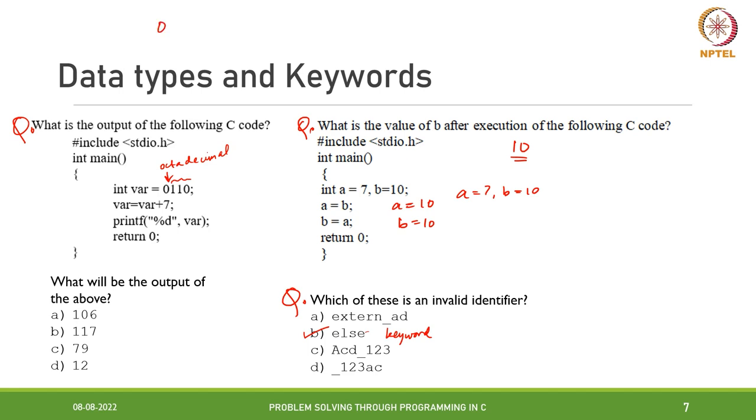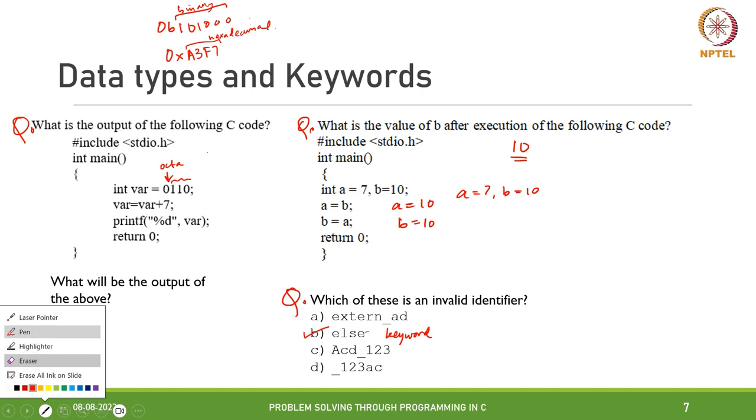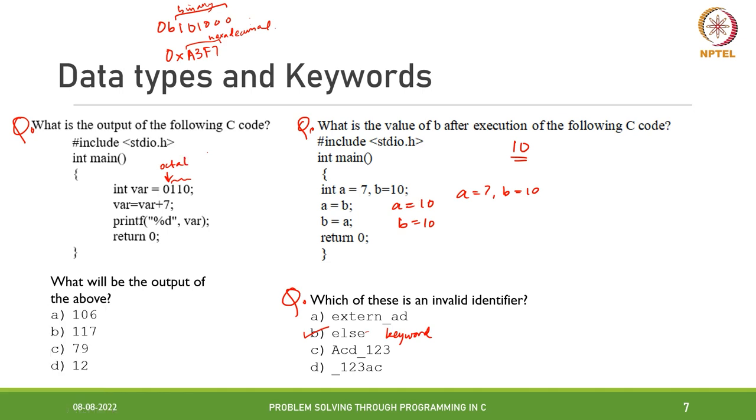Similarly, for binary numbers, you start with 0b, then 1 0 1 0 0 0, whatever. So this will be treated as binary. Similarly, 0x stands for hexadecimal, so you can have A3, F7, whatever. So this is hexadecimal. And here it is octal.